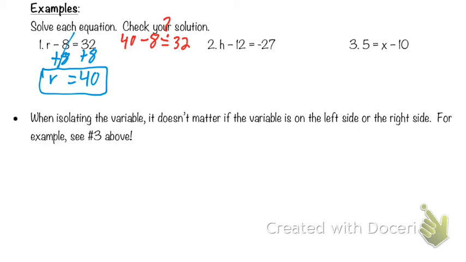Okay, so 40 minus 8 equals 32. Well, let's check it. What is 40 minus 8? 32. So does 32 equal 32? Yep, we checked it and it works. If we plugged a different number in there, it wouldn't work, so we'd know we got it wrong.